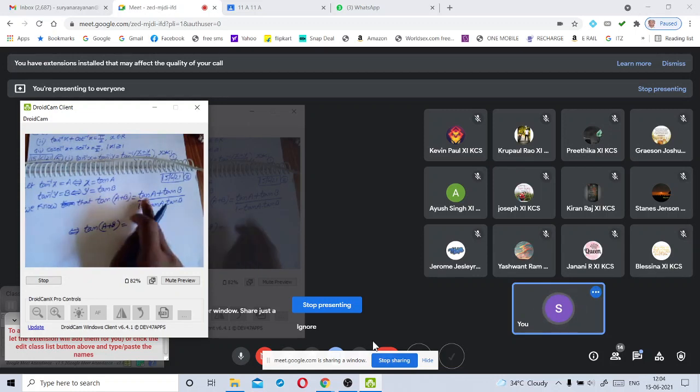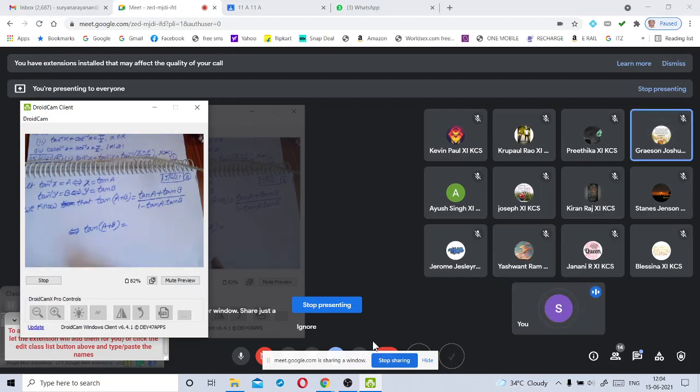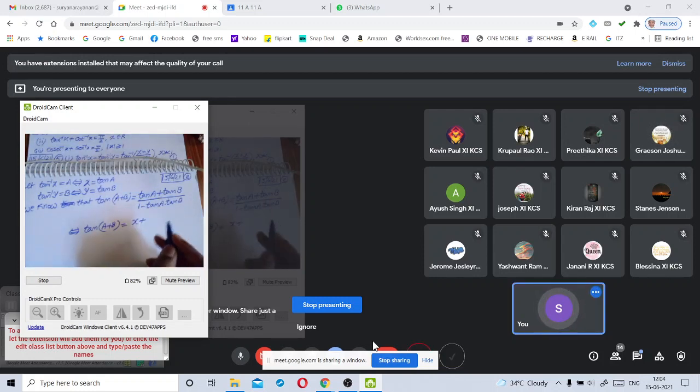So tan of a plus b is equal to what is the value of tan a? X, sir. Plus the value of tan b? Y, sir. By 1 minus tan a tan b, where tan a is x and tan b is y. So in RHS we got x plus y by 1 minus xy. If you send this tan function to RHS, what will you get? In LHS, what is left here? A plus b. Only a plus b is left.